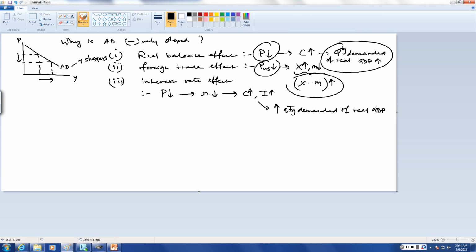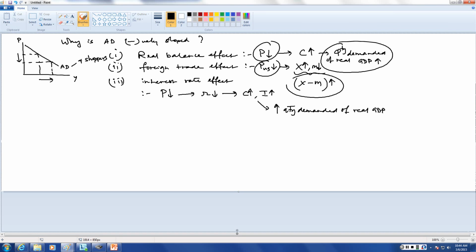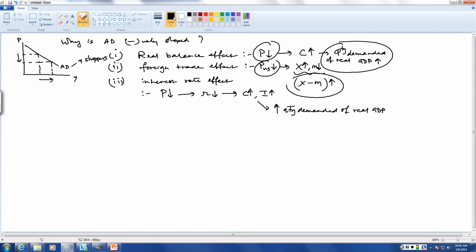Now, quickly, shifts of the AD curve. Now, I'm going to break this up into C, I, G, and X minus N quickly. And I have sufficient time to do this. So let's look at the component C.